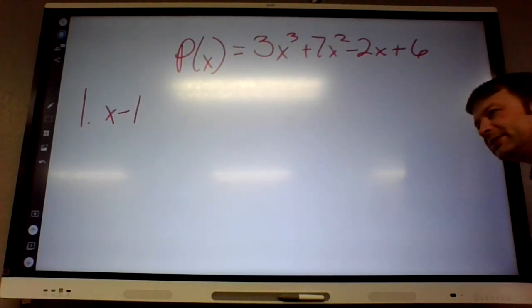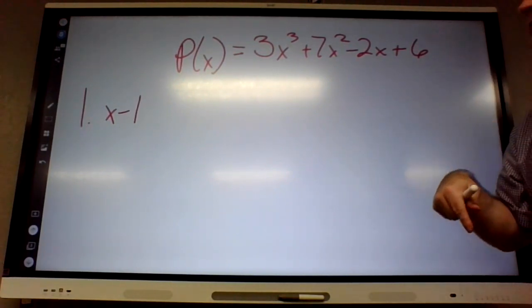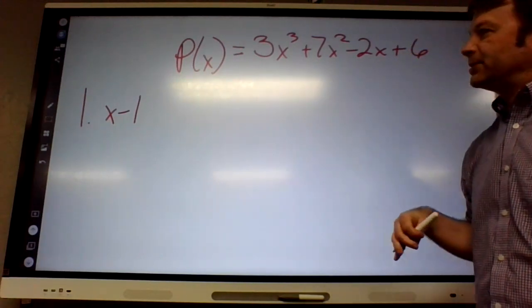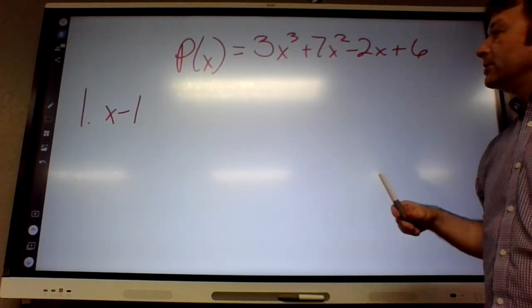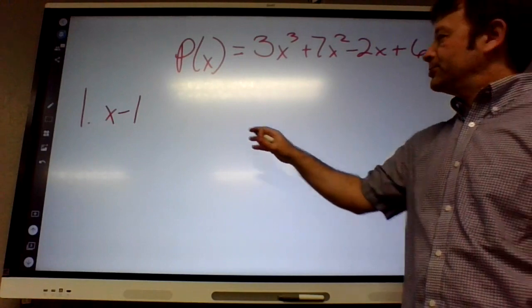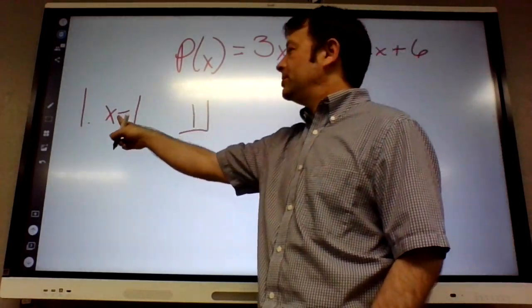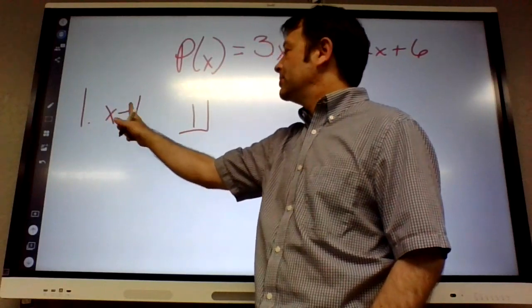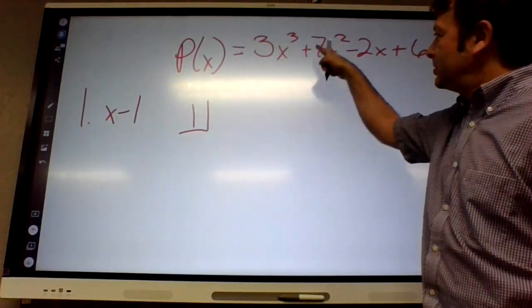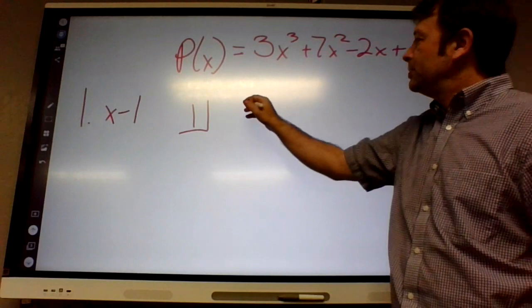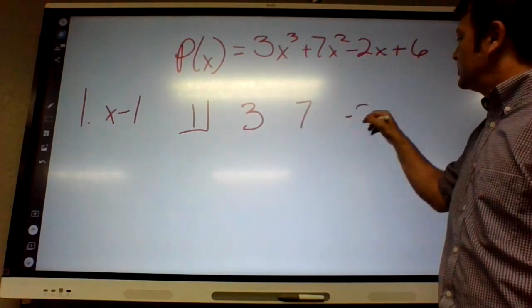But we're leading up to something else, so you do need to do synthetic division to do this new stuff. So you guys remember how it goes? What goes in the box? Positive 1. So you always do the opposite of what your divisor is. So put positive 1. And then you take the coefficients down, right? So 3, 7, negative 2, 6.